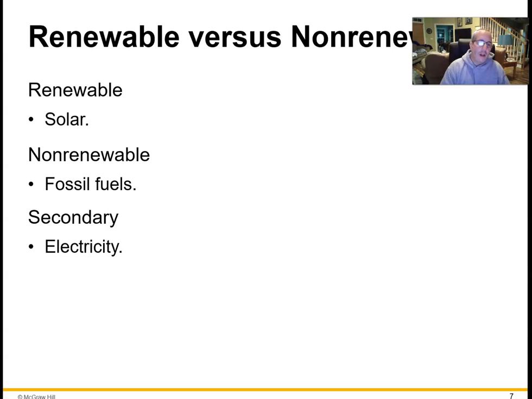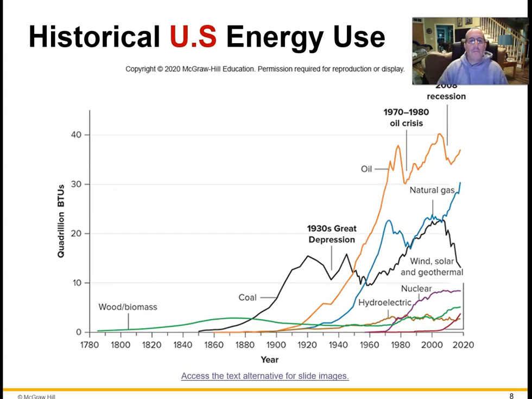And then the secondary type of energy that we use would be electricity. So we're using those primary sources, which would be solar or nuclear or fossil fuels, to produce the secondary, which would be electricity, is what we actually would use in our homes.